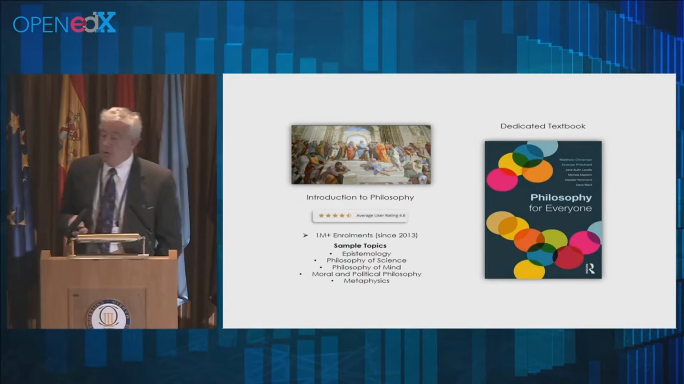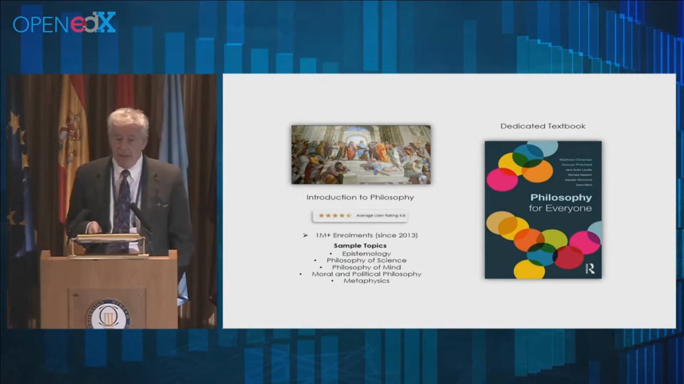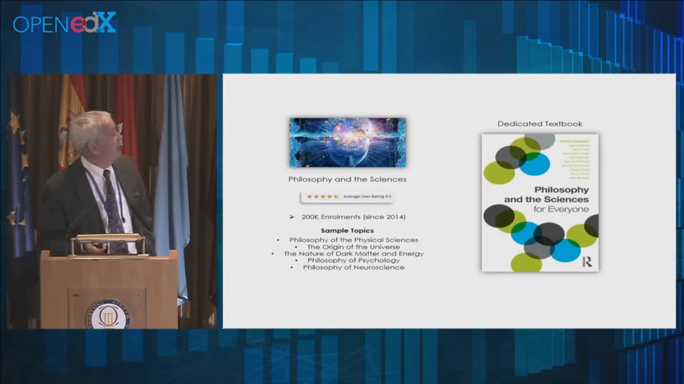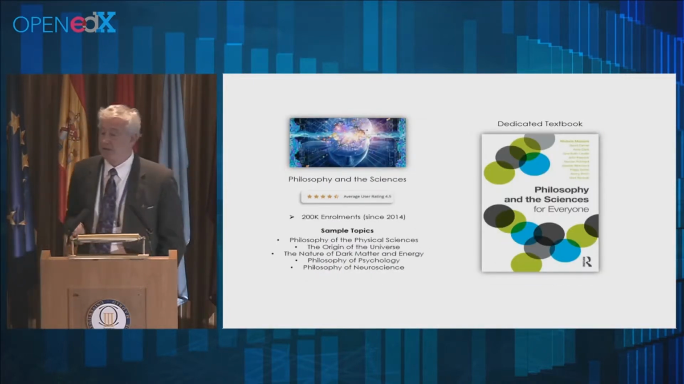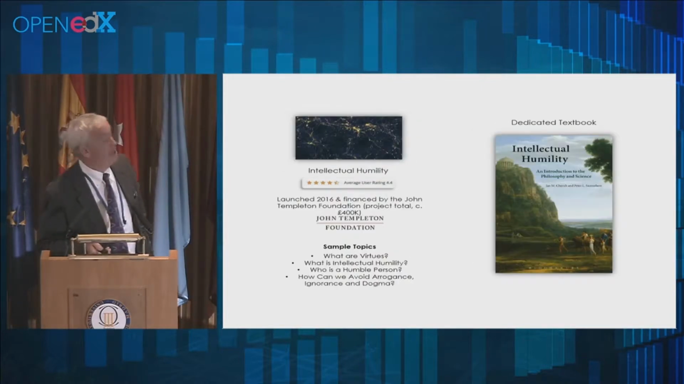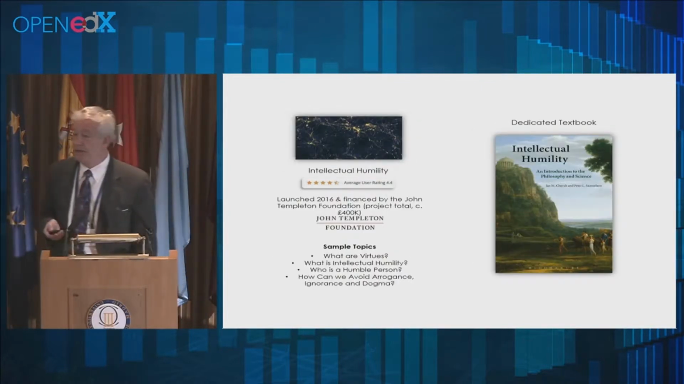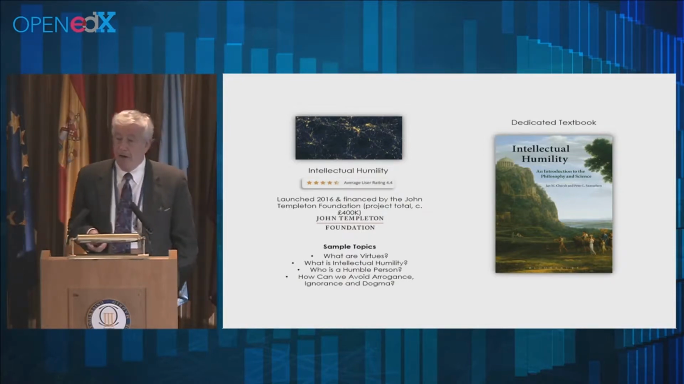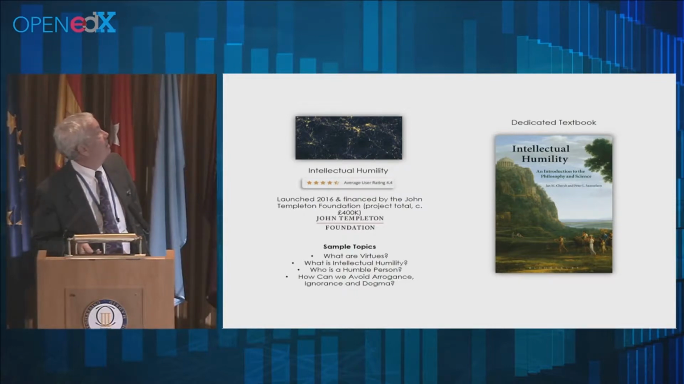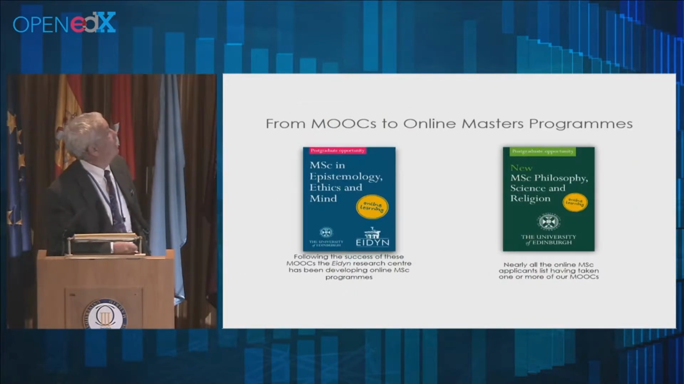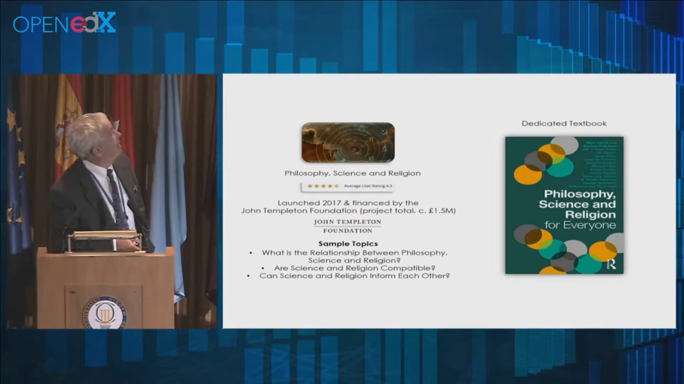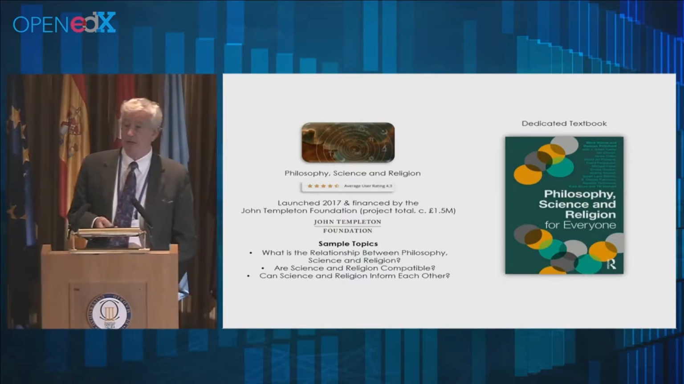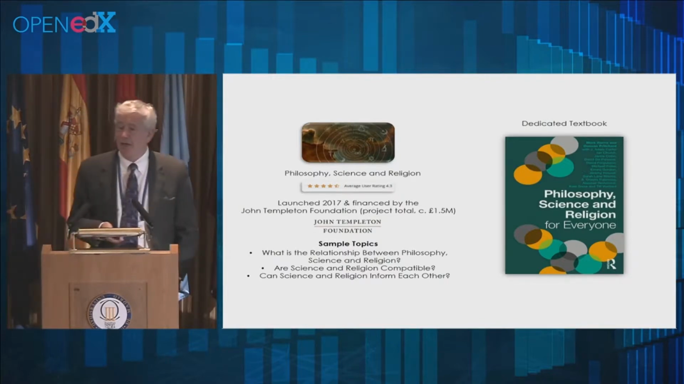So that MOOC really had a big impact. 1 million learners. It generated a very good textbook. It generated another MOOC called Philosophy and the Sciences, which generated another textbook. Generated another MOOC called Intellectual Humility, which generated another textbook, and generated about £500,000 in grant money, which generated another MOOC, which generated a book and which brought in another 1.5 million. So we're pretty happy, really.